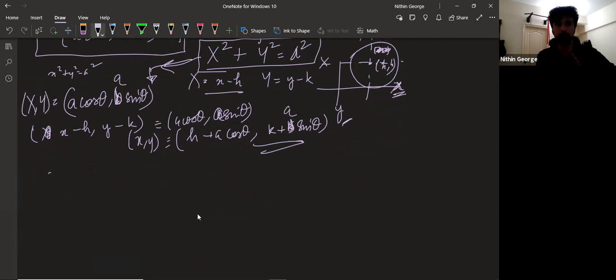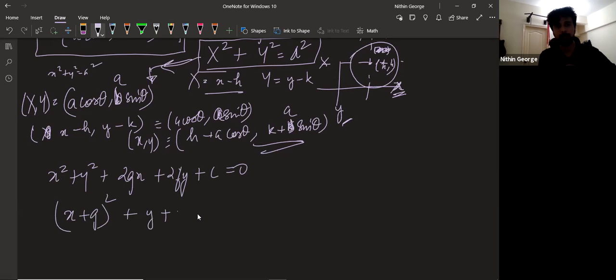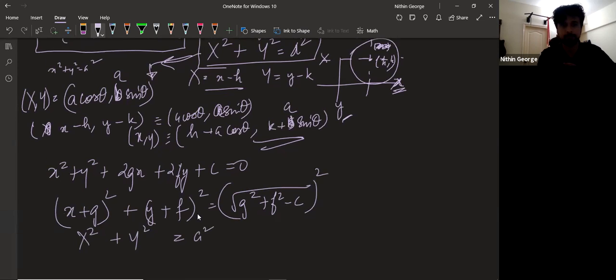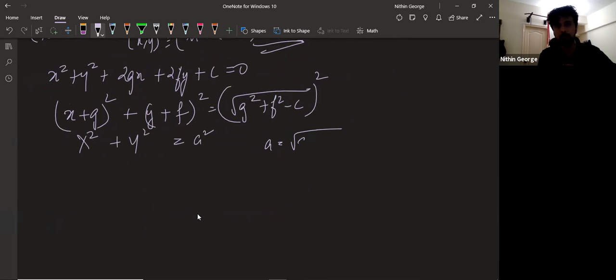Suppose you have the equation like this, x square plus y square plus 2gx plus 2fy plus c equal to 0. You will rewrite this as x plus g the whole square plus y plus f the whole square equal to root of g square plus f square minus c, the whole square. So this is of the form X square plus Y square equal to a square, where a is equal to root of g square plus f square minus c, capital X is equal to x plus g, capital Y is equal to y plus f.